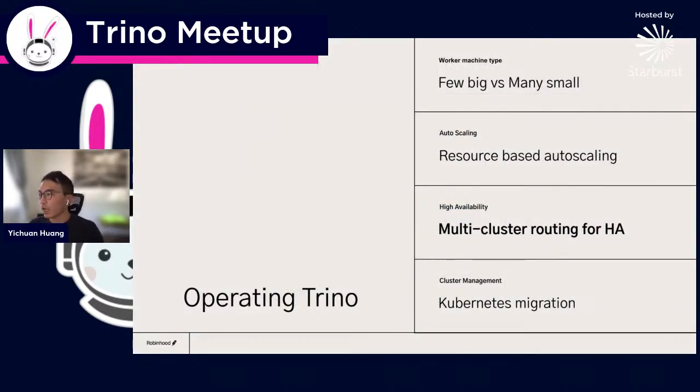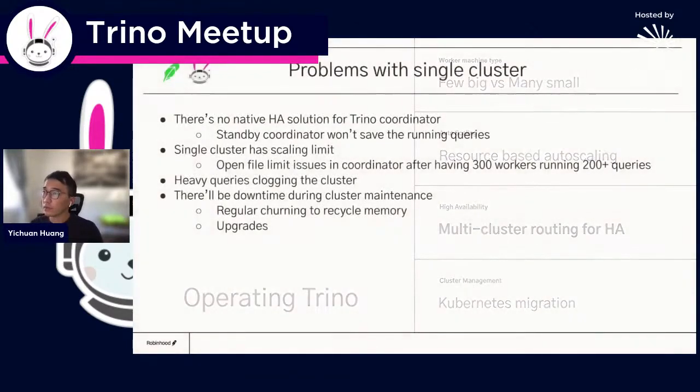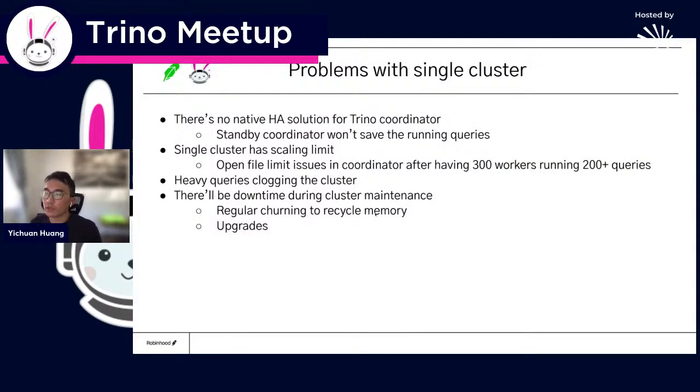Next, I'm going to talk about the high availability setup for our Trino clusters. So, the problem with a single cluster: currently, I believe there's no native HA solution for the Trino coordinator. And I know that Starburst has provided a standby coordinator as a hot backup if the master coordinator fails. But the issue with that is it cannot save the running queries. So if you have queries running on the active cluster, even if it fails over to the other coordinator, those running queries will still fail.